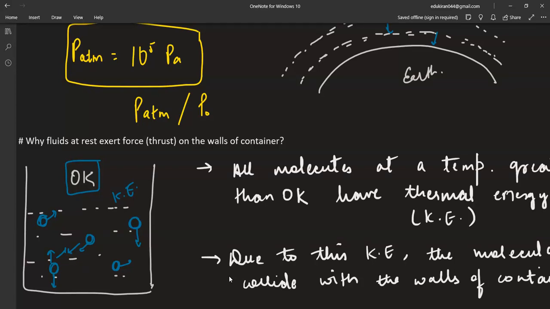Ma'am, so at 0 Kelvin, the pressure is not exerted? Yes, at 0 Kelvin, it's not exerted. Exactly at 0 Kelvin, all the molecules are static, because there is no thermal energy. Vibrations do not occur in the molecules. Thermal energy is basically our kinetic energy. So that's why it's zero. So the temperature has to be greater than this value, 0 Kelvin.